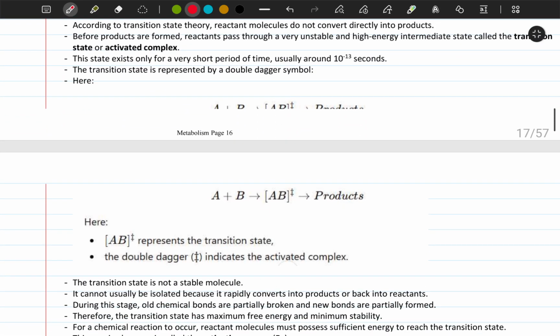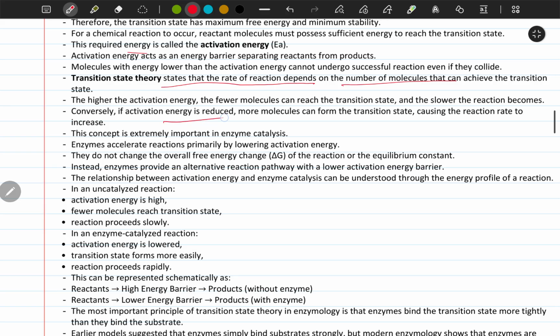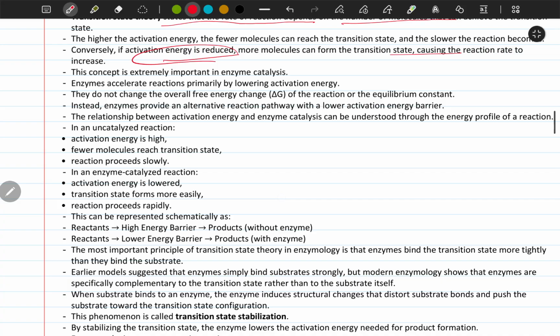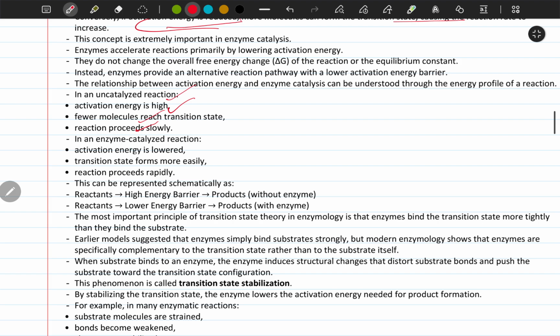Transition state: this is the transition state. Transition state theory states that the rate of reaction depends on the number of molecules that can achieve the transition state. In an uncatalyzed reaction, the activation energy is high, so fewer molecules reach the transition state and the reaction proceeds slowly. In an enzyme-catalyzed reaction, the activation energy is lower, the transition state is formed easily, and the reaction proceeds rapidly.